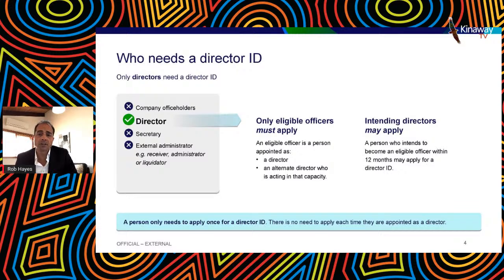The law defines those individuals as eligible officers, and an eligible officer is someone who has been appointed as a director or intends to be a director. They could be an alternate director who is acting in that capacity. Those who are intending on becoming a director can also apply for a Director ID up to 12 months ahead of their appointment. As I mentioned earlier, a director only needs to apply once, and there is no need to apply for more than one number, irrespective of the number of companies they might be a director of.